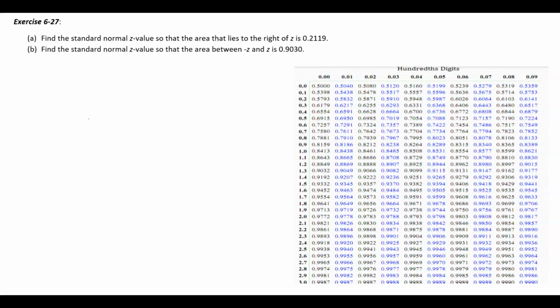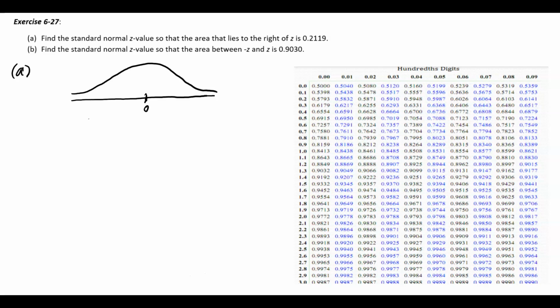Problem 627 asks us to, again, find the z-score for a particular area under the curve. Let's look at A. Find the standard normal z-value so that the area that lies to the right of z is 0.2119. As we look at this problem, we need to determine or have an idea where z is.